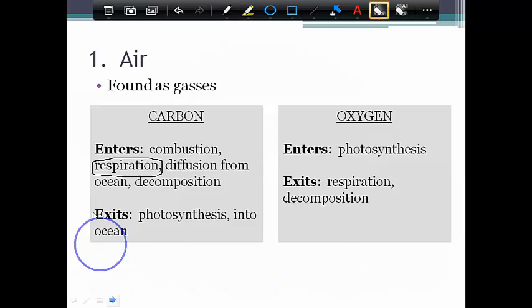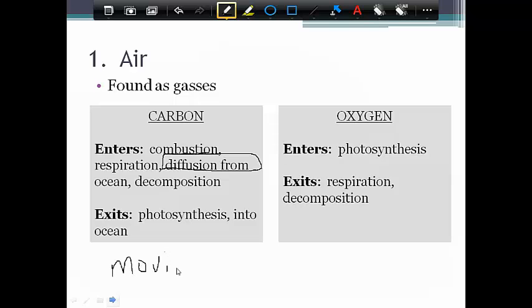Okay, third one, diffusion from the ocean into the atmosphere. Diffusion just means the molecules are moving from one place to another. So we put moving molecules. So if we're talking about diffusing them from the ocean to the air, that means those molecules just naturally move from the ocean to the air.